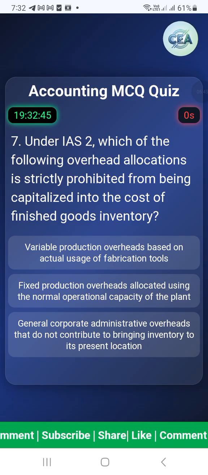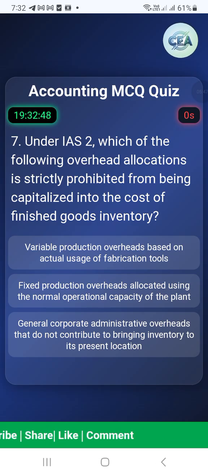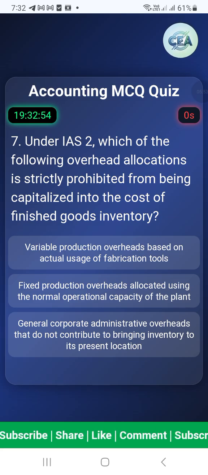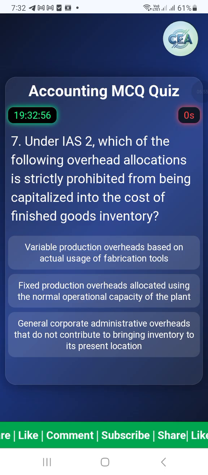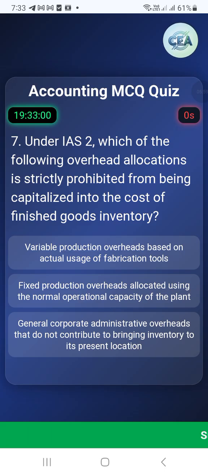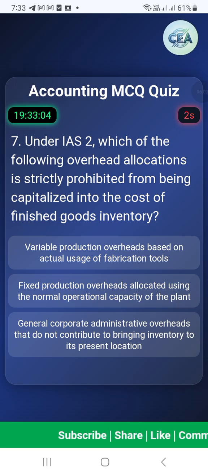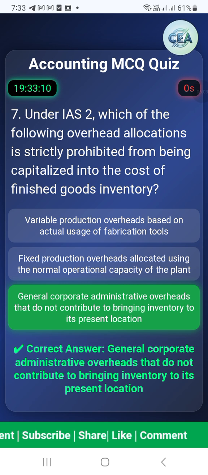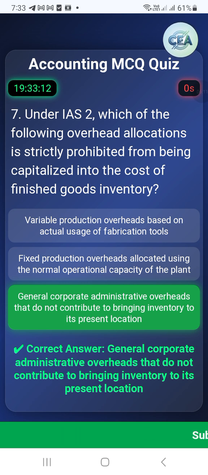Option 2. Fixed production overheads allocated using the normal operational capacity of the plant. Option 3. General corporate administrative overheads that do not contribute to bringing inventory to its present location. Correct answer is general corporate administrative overheads that do not contribute to bringing inventory to its present location.